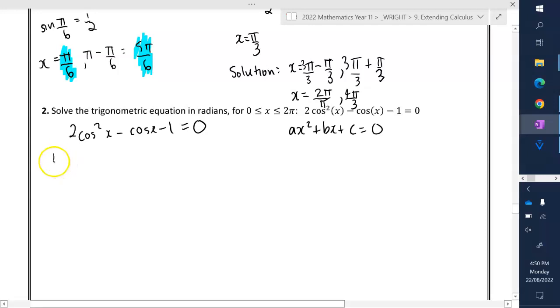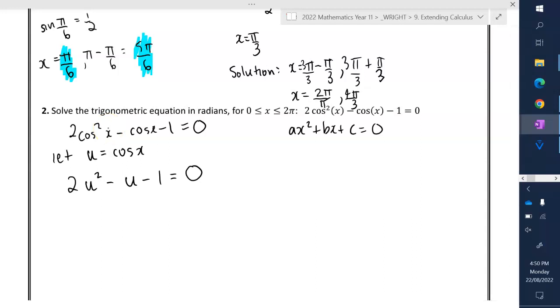So I'm just going to let u be equal to cos x. So what I end up then with is 2u squared minus u minus 1 equals 0. And you can pick any letter. I've just picked u in there because we've already got an x. You might want to pick some other letter, but we've been looking at u's for substitution, so I think that's a good thing to do.